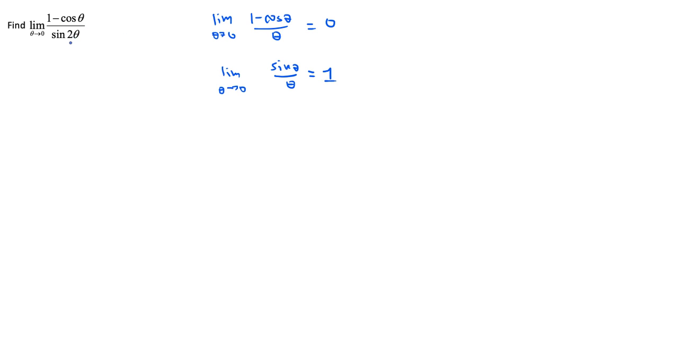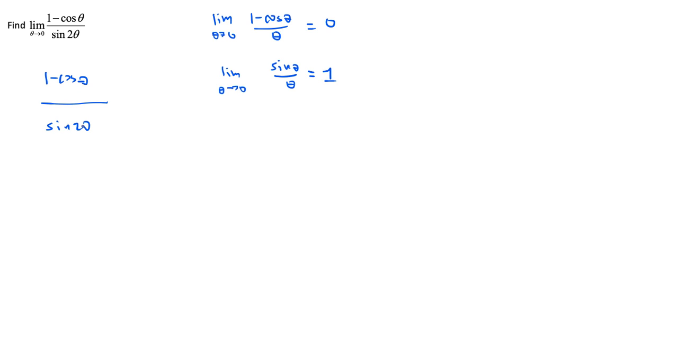And I see a sine of 2 theta, but you're probably thinking, man, should I use a double angle formula? Well, what we want to do here is try to convert it to one of these. Okay, so let's see. We're going to do the 1 minus cosine theta, and that's the numerator, and on the denominator we have the sine of 2 theta.